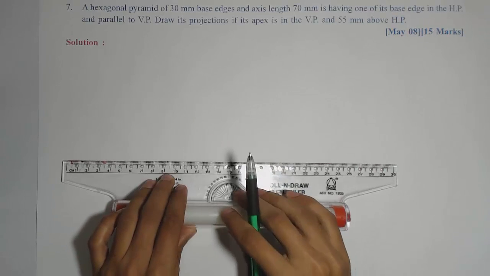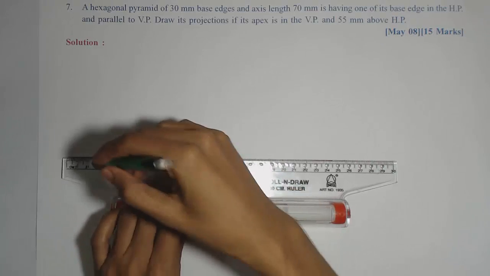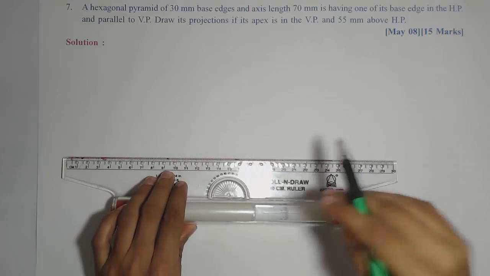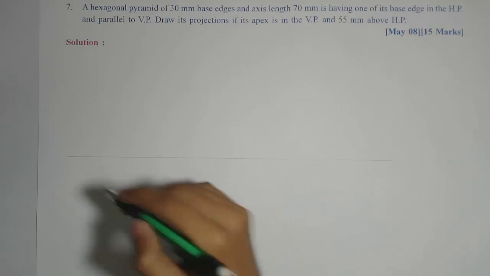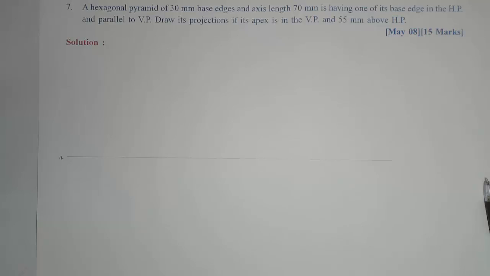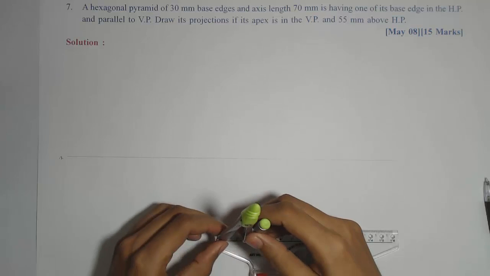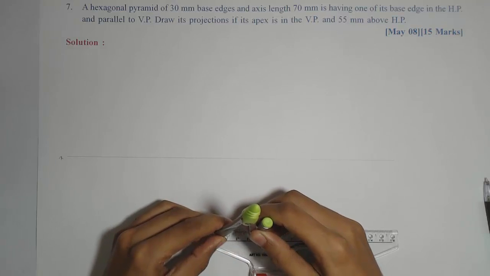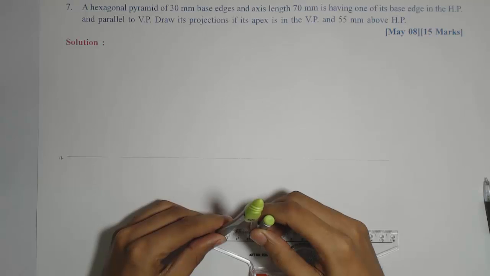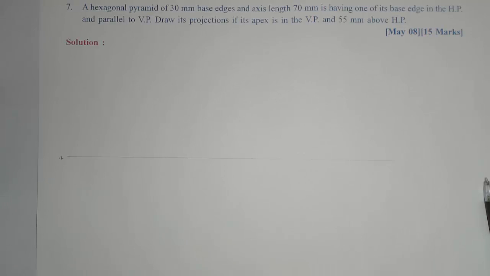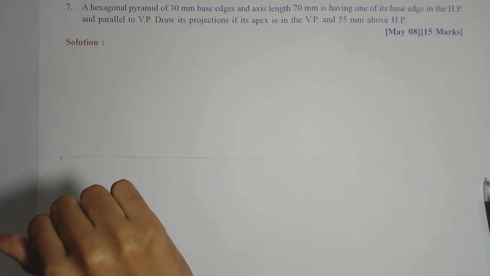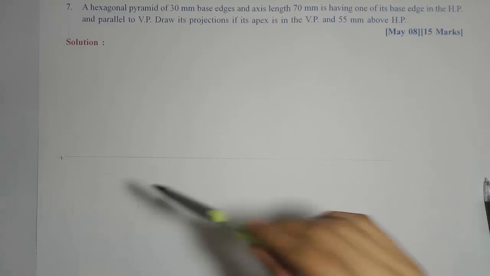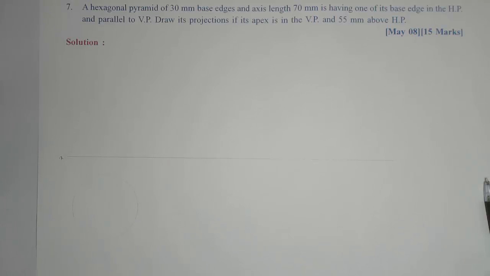Now be careful, we are solving for a hexagonal pyramid. All previous six problems for pyramid were based on pentagon. Now again it is a three-stage problem. So first, for the hexagonal pyramid, we can use the circle method for drawing the hexagonal base below the XY line. For that I'll take 30 mm radius and draw the circle. This circle should be light because we want a hexagon, not the circle.